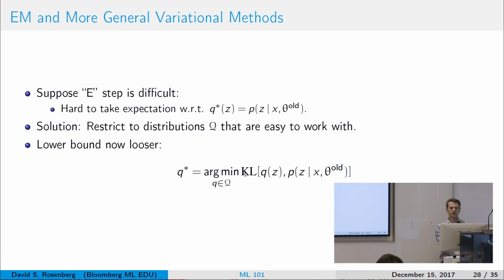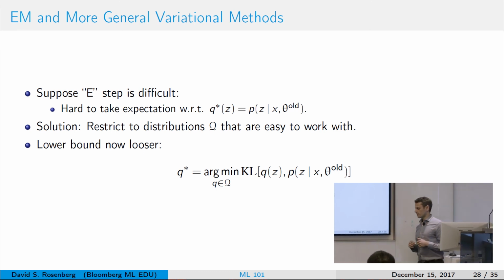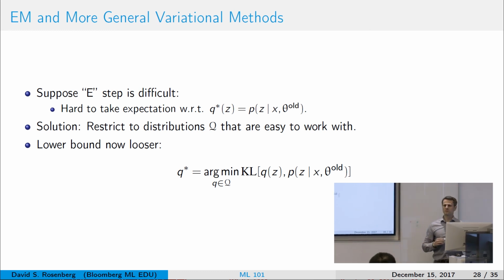So now we'll take Q star to be the argmin over some restricted subset Q of that KL divergence. That gives us a looser lower bound on our marginal likelihood, but it allows us to proceed. If you can't take that expectation with respect to the best Q star, you're stuck. So we restrict to a simpler Q. Things like mean field approximation, if you've heard of these things, are restrictions of the set of distributions you can consider.